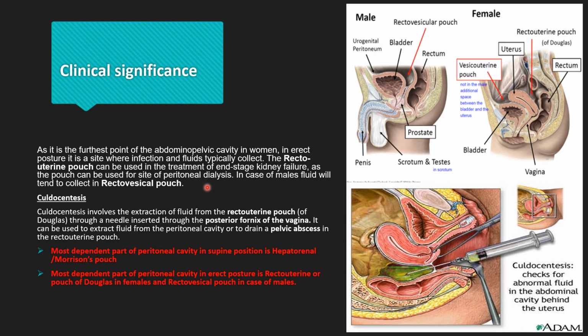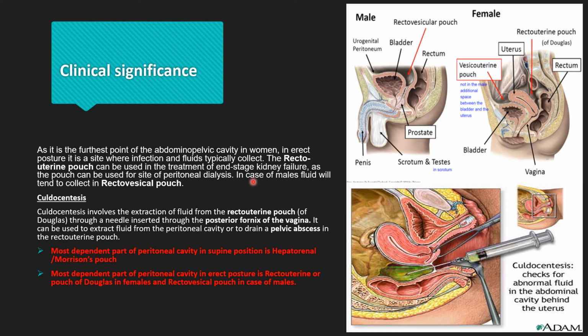While in the erect posture, that is when the subject is sitting or standing, the most dependent part of the peritoneal cavity would be the recto-uterine pouch in females and the rectovesical pouch in males. You can also use this recto-uterine space for inserting a catheter for peritoneal dialysis in patients having end-stage kidney failure.